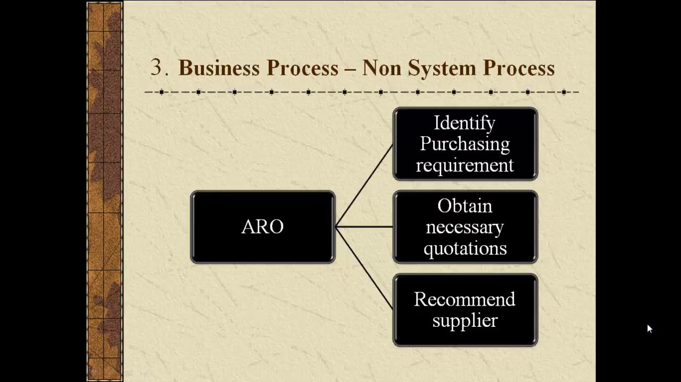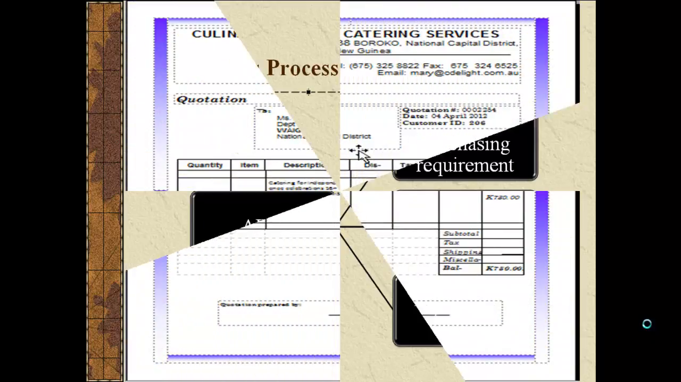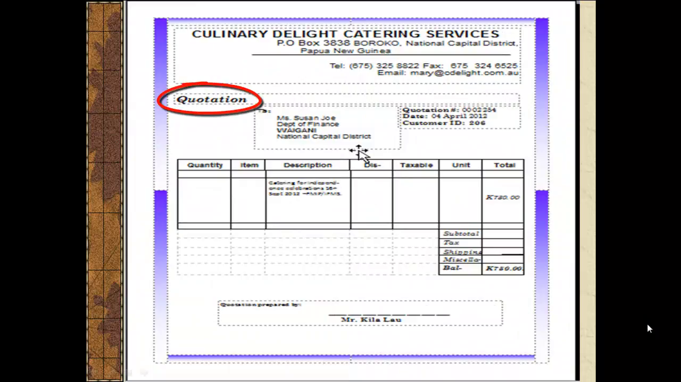The non-system process, or what is being done outside of the system. Firstly, the ARO identifies the purchasing requirement. Then the ARO obtains necessary quotations, and the ARO recommends the supplier. Here is an example of a quotation from the Culinary Delight Catering Services. The quotation has an amount of 750 kina. Description is catering for independence celebrations for 2012. It is also important to note here that when the quotation is obtained, the ARO has to fill in the FF3s and FF4s to attach with this quotation before they can enter this information into the requisition form in the IFMS.